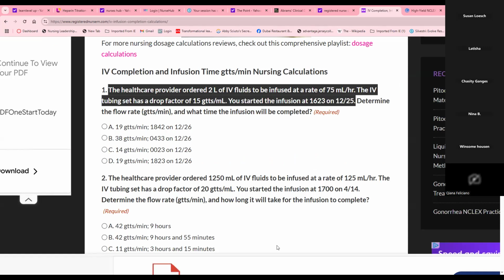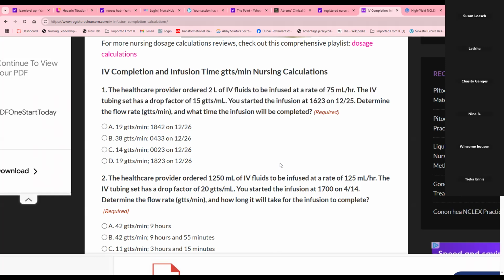Okay, can you see the time-based questions here? Yes. Okay, so this is registered nurse, okay? Lots of practice here. There's lots of free practice here. All you got to do is look for it. Okay. But look at each one of these questions because they're different.